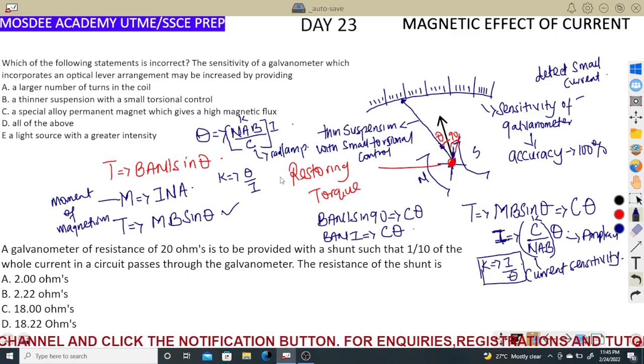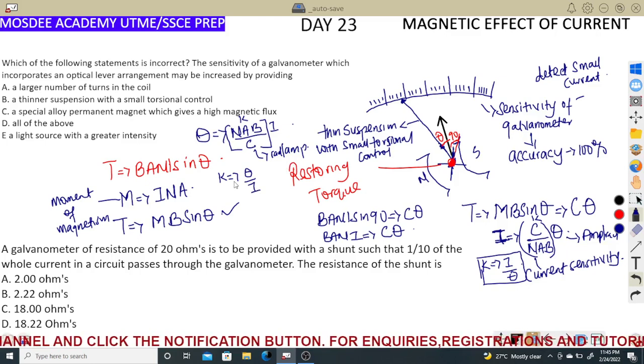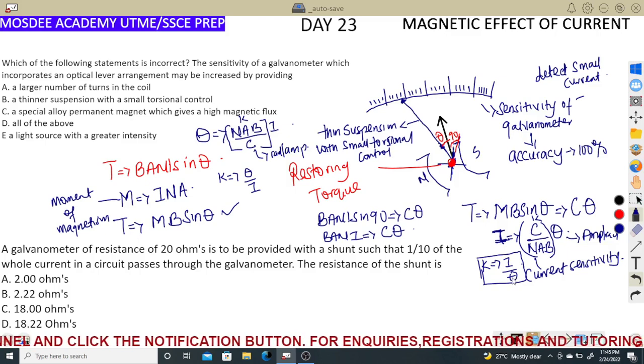I have seen a lot of questions, even in UTME, with all due respect to that, where they only define current sensitivity as the deflection over current. No, sensitivity of a galvanometer can also be defined in terms of current divided by what? It's the deflection on the scale. So keep that at the back of your mind in case you see it, because nowadays all those errors have been corrected.